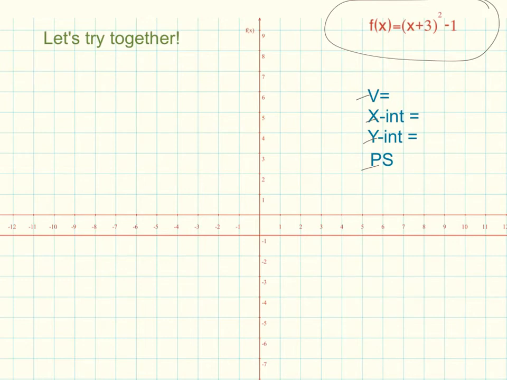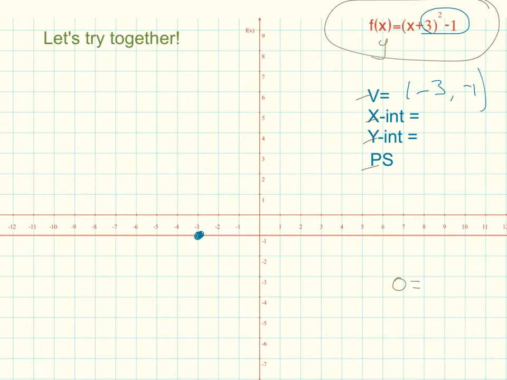So finding the vertex, as I mentioned before, should be pretty easy at this point. We're just going to go in here to h and k. So h I know is -3 and k is -1. Now that I've done that, I'm just going to go over here and plot my vertex. Now x-intercepts. I know that for my x-intercept, I have to set y equal to 0, and in this case the y is f of x.